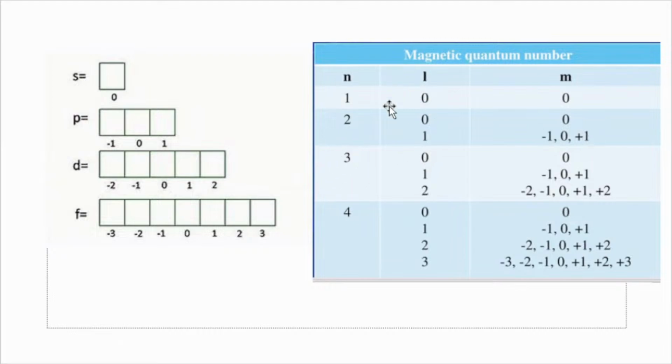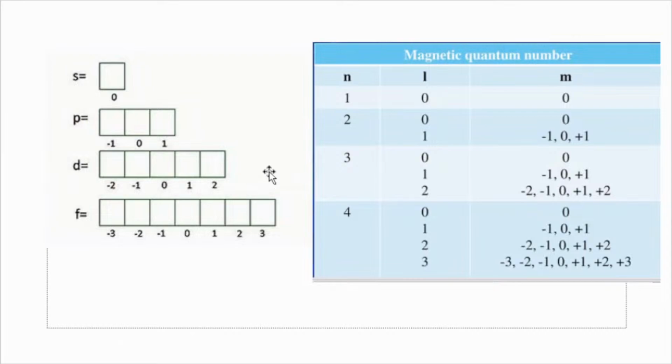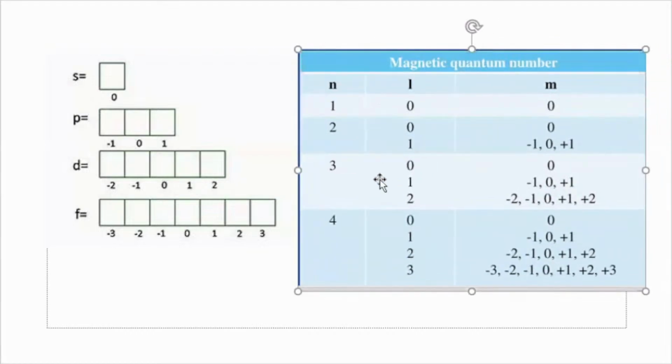If n is 3, it can take angular momentum quantum number as 0, 1, 2. Okay, if n is equal to 4, it has 4 shapes as S, P, D, F. Did you get it? Then we'll move on to the last one.